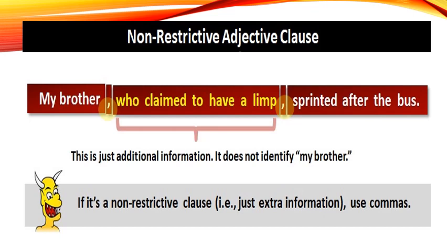Now, the other one, my brother, who claimed to have a limp, sprinted after the bus. Now, we are describing my brother, and you just add additional information about your brother. That's why you surround it by two commas. This is additional information which does not identify my brother. You see the difference? It just clarifies. It's extra information. It's not identifying my brother.